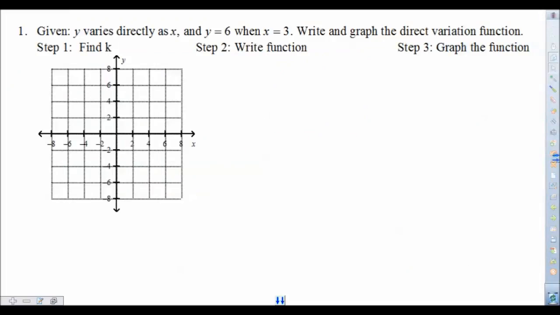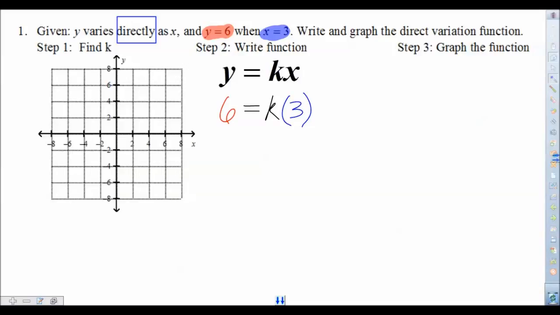Alrighty, so question number 1 deals with direct variation. How do we know that? It says so right in the first couple words of the problem. So once again, once you've pinpointed that you're dealing with a direct variation function, let's write the function. Let's substitute the known values in there. Let's solve for k. In this case, we have to divide both sides by 3. So now we have k being equal to 2. So now let's write the function. The function is going to look just like this.